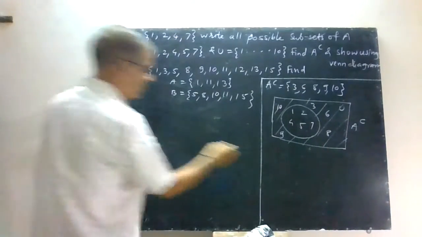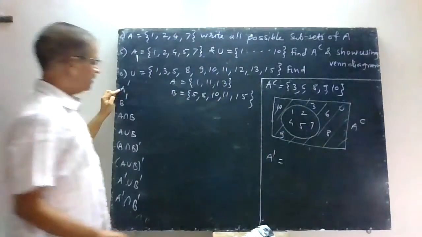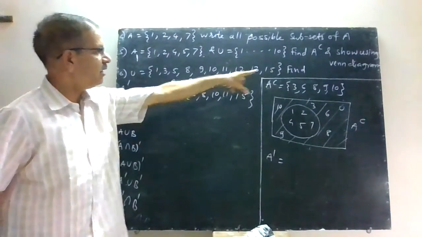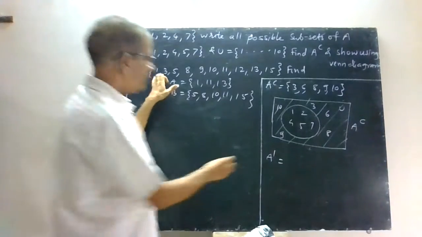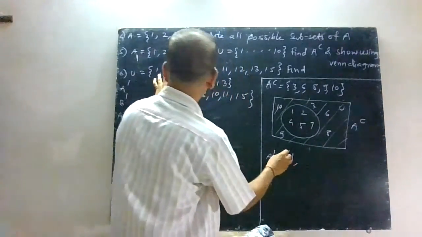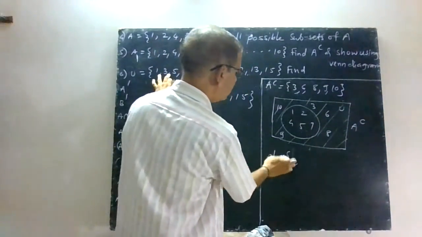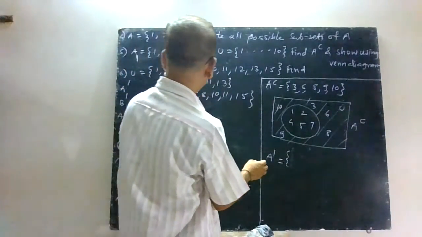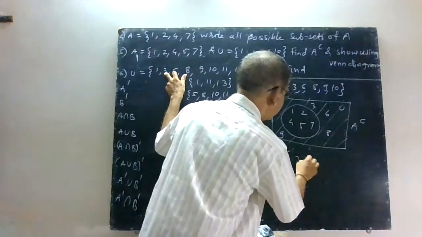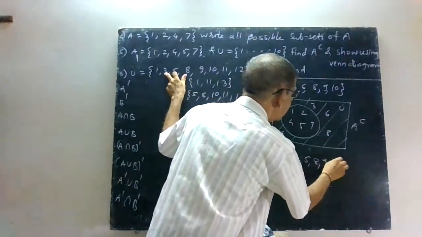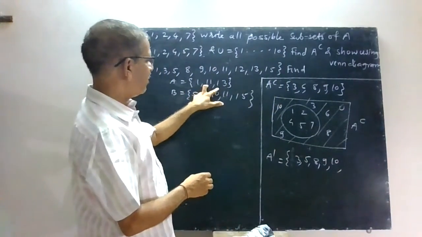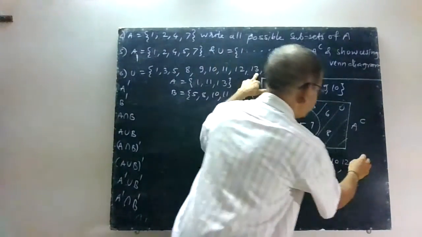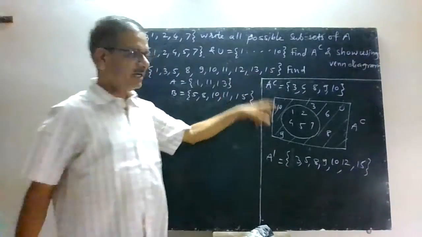Now here A complement means except these three elements, we write all elements from this set. So 1, sorry, 1 we will not write because 1 is in A. 3, 5, 8, 9, 10. 11, 13 you will not write. That means you will write 12 and 15. This is your set A complement.